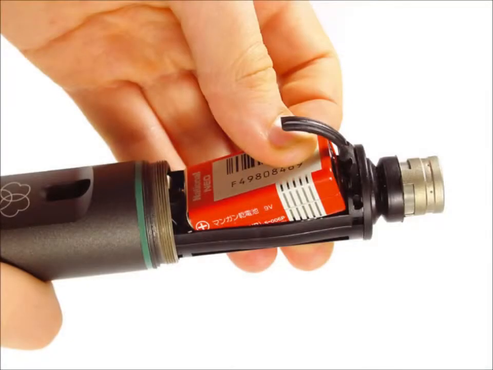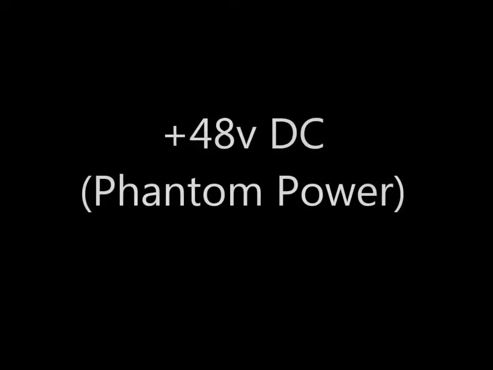All condenser microphones need to be powered to maintain a constant charge on the capacitor. This is done either by batteries in the microphone or by phantom power provided by a mixer or your audio interface.